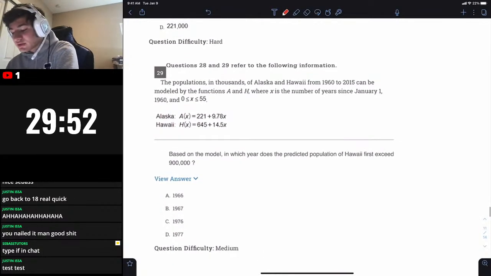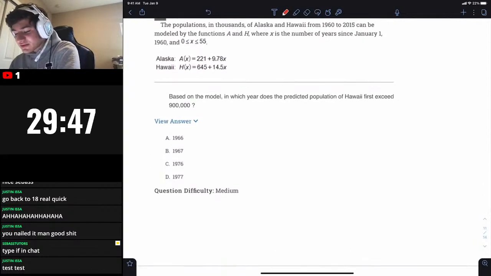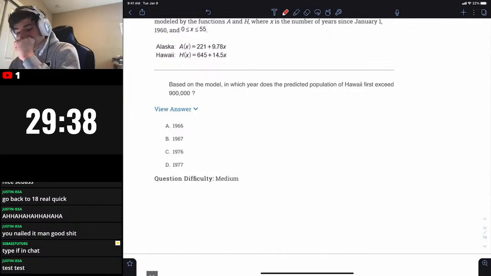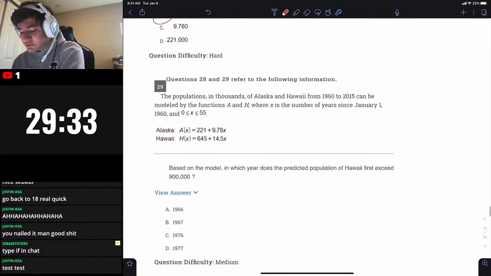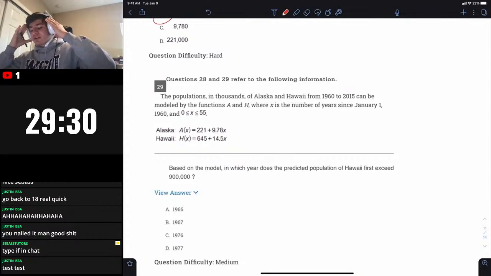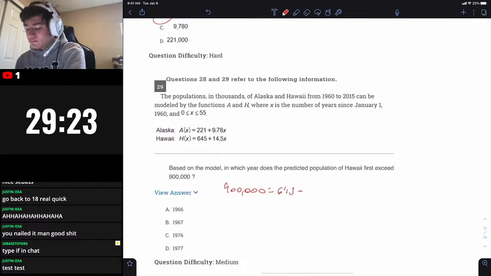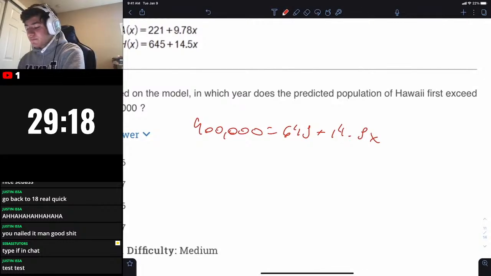Questions 28 and 29 refer to the following information. The populations in thousands of Alaska and Hawaii can be modeled by... Oh, wait, no. Why am I rereading the original question? Okay. Sorry. Based on the model, in which year does the predicted population first exceed, when does it first exceed, 900,000? No, 900,000. Let's plug in 900,000 for h of x, and then let me solve for x.